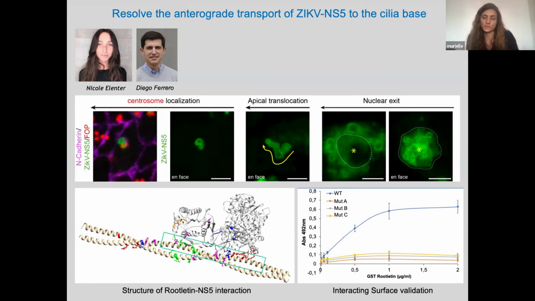So now with Nicole, what we would like to do is to make live imaging with a reporter of the rootlet fiber and follow the translocation of NS5 to the base of the cilia, and also introduce this mutation and see whether we are able to stop this anterograde transport, recuperate ciliogenesis, and resolve ciliopathy.